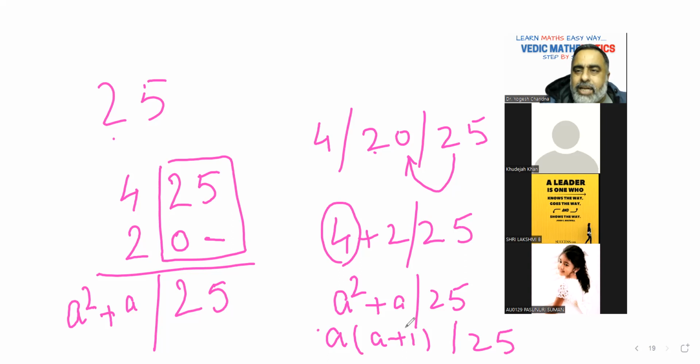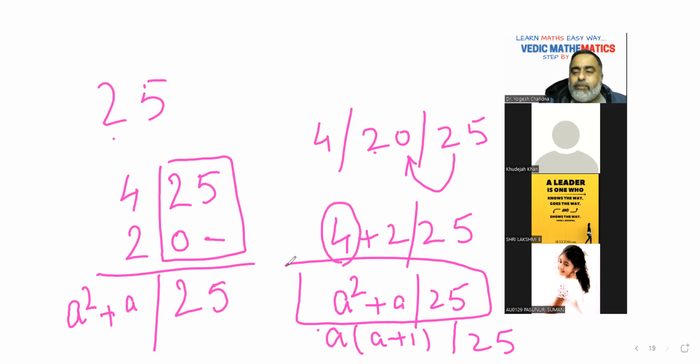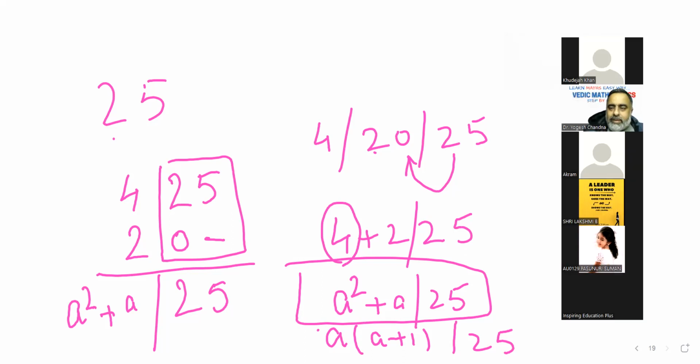See, this is very important. You need to understand this. People don't understand this, they just cram it. How will you get A square? Any doubt? Any questions you have, please ask. Got it, sir. Then let us move ahead.